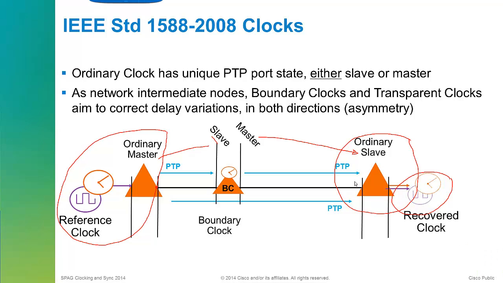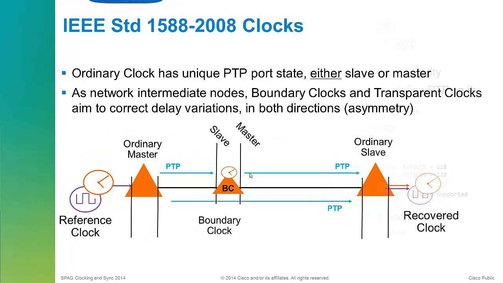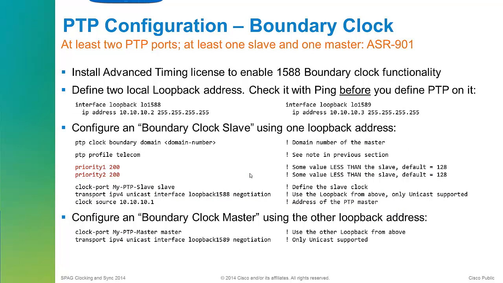So what we're going to do now is look at defining a boundary clock. On the 901 here we need the advanced timing license to enable boundary clock functionality. So the CLI probably won't be there unless you define it. So we're defining loopback addresses now. We need to define 2. We need one for the slave port, one for the master port. As said before, loopback 1588 for one, loopback 1589 for the other, which is why our master ports had 1589.